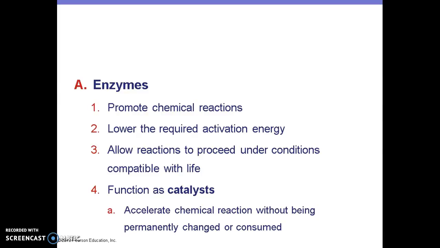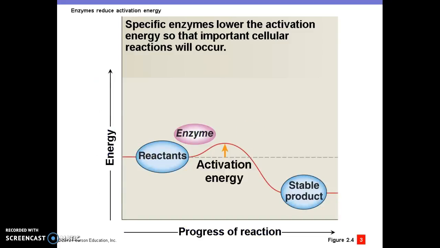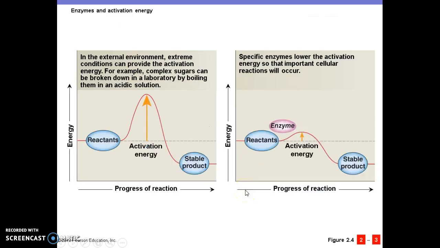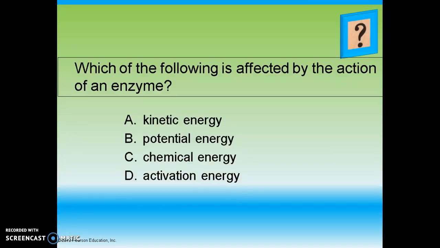Enzymes are catalysts. That means they speed up the chemical reaction. And there's a much smaller activation energy that allows the reactants to form the product. Which of the following is affected by the action of an enzyme? What was the name of that energy that's lowered? That's right, activation energy.